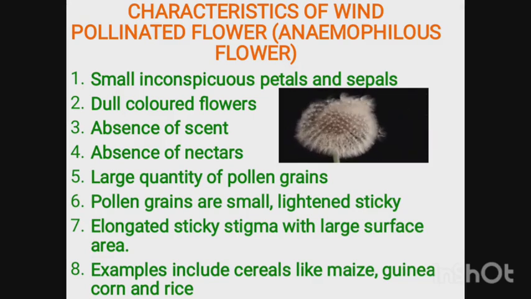Number seven, elongated sticky stigma with large surface area. The stigma is always longer, projecting out of the flower like an antenna, and on the top of it is a very wide, flat surface that can accept many pollen grains. Examples include cereals like maize, guinea corn, and rice.